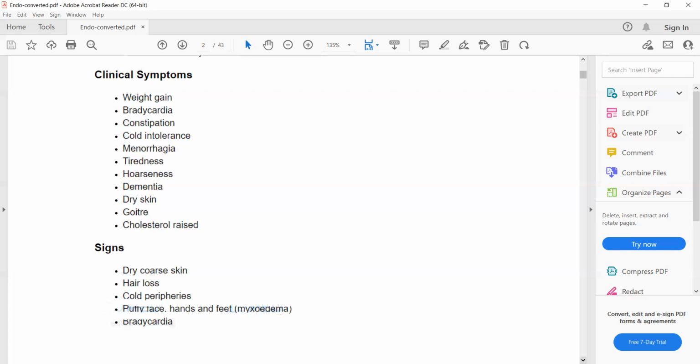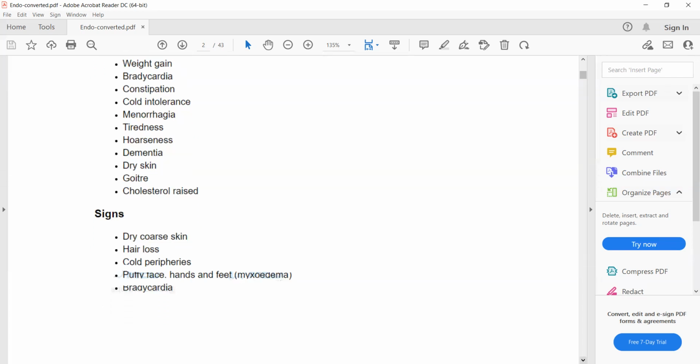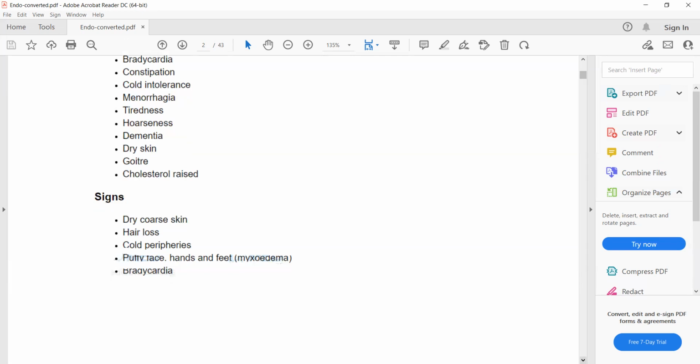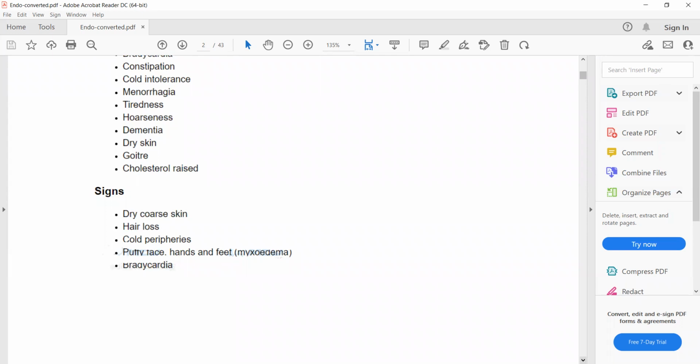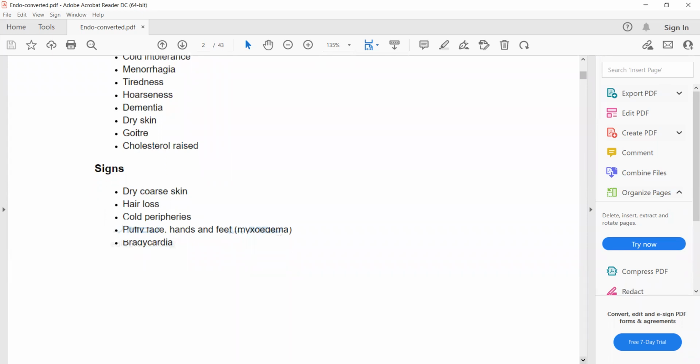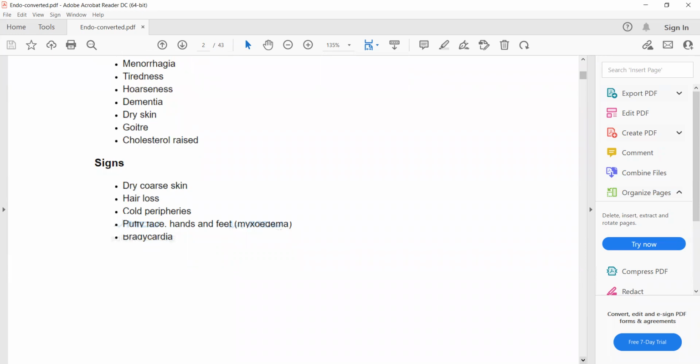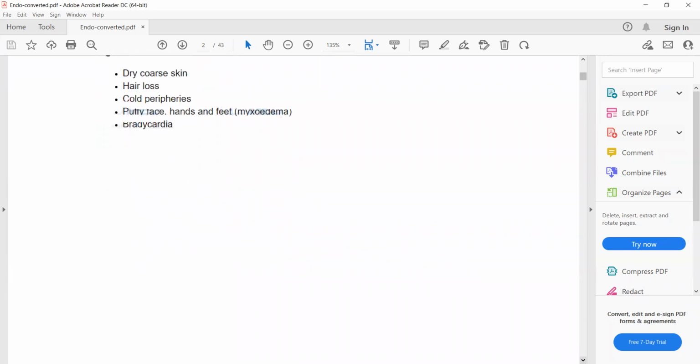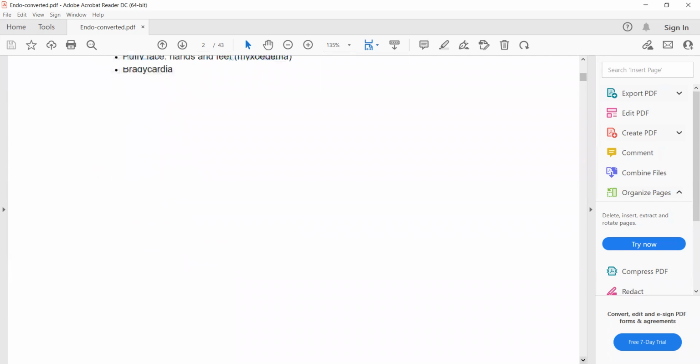Decreased mental function will lead to dementia. Now, some signs of hypothyroidism include dry, coarse skin, hair loss, cold peripheries, puffy face, hands, and feet. So, these are some signs and symptoms of hypothyroidism. An important thing to remember is that hypothyroidism is associated with amenorrhea.